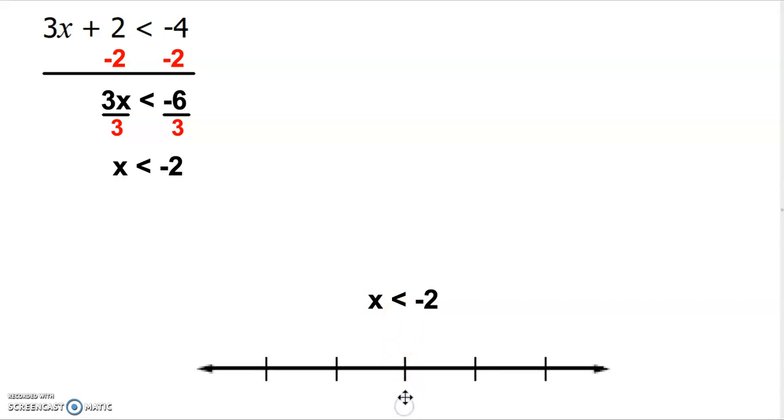So we'll label negative 2, negative 1, and 0, negative 3, and negative 4. We know because it's not equal to, we'll have an open circle at negative 2, and we'll shade all of the numbers that are smaller than negative 2. So we shade to the left.